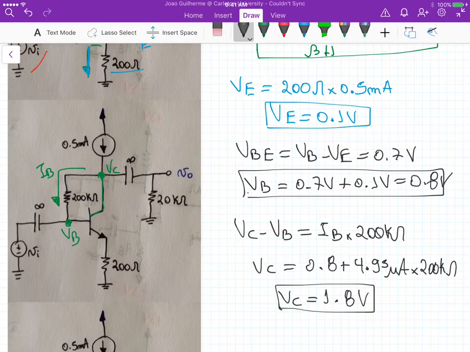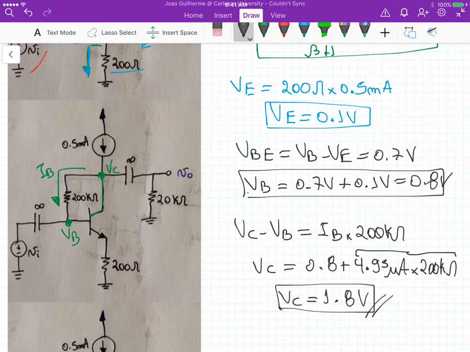So let me just verify. Those 4.95 e to the minus 6 times 283. Yeah, that's roughly 1 volt. This one here, plus those 0.8, gives us 1.8 volts.